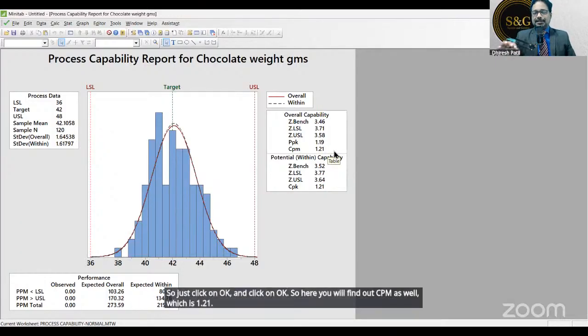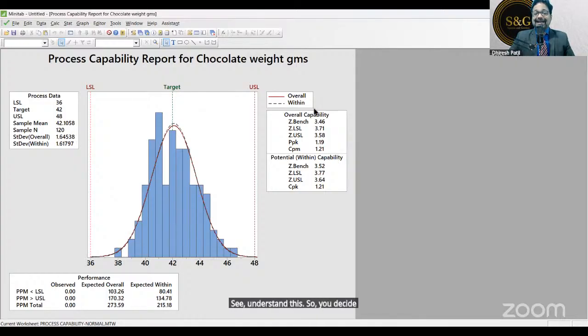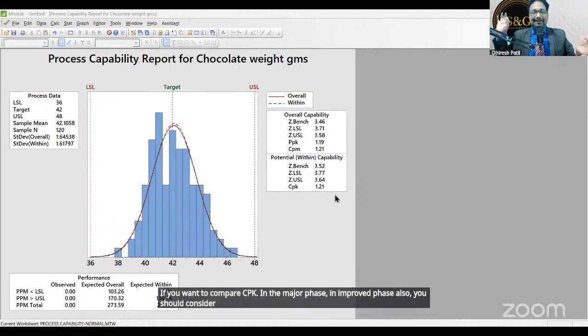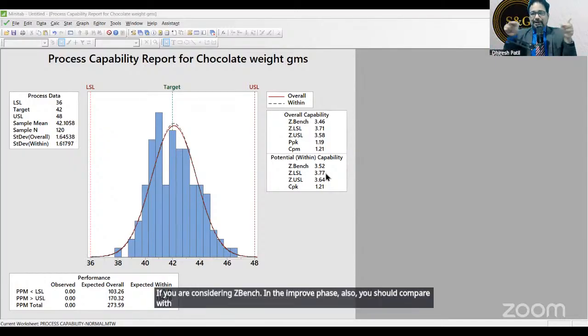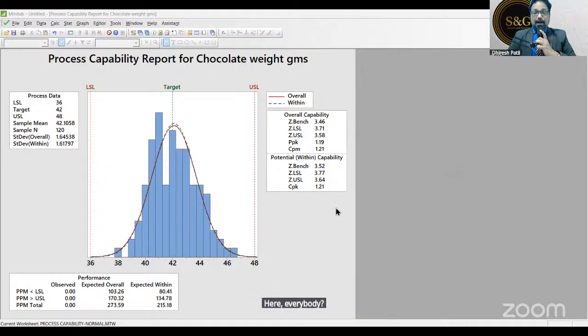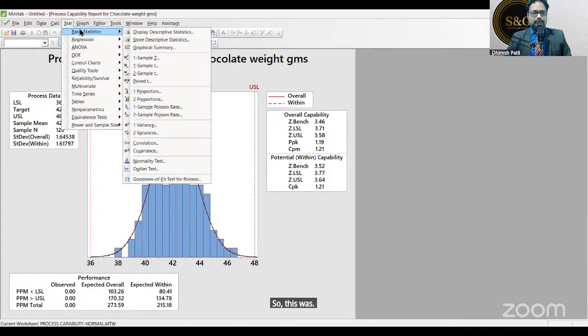See, understand this. So you decide which indicator you want to compare. It's very simple. If you want to compare CPK in the measure phase, in the improve phase also you should consider CPK only. If you are considering Z bench, in the improve phase also you should compare with Z bench. So it should be apple to apple comparison. Clear everybody?